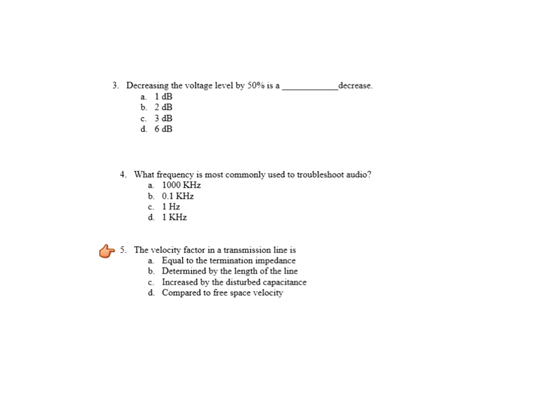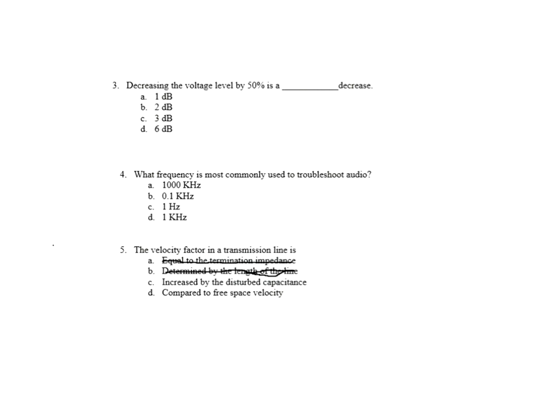All right, look at this one. The velocity factor of the transmission line is, well, first of all, using process of elimination here, it is not equal to the termination impedance. Velocity factor is in meters per second, and the impedance is in ohms. How can you compare the two? The velocity factor is not determined by the length of the line. That's a common misconception. The length of the line has nothing to do with how fast the wave is traveling in it. Yes, the propagation delay will be longer because it takes longer to get to the end of the line, but it's still traveling at the same speed within.